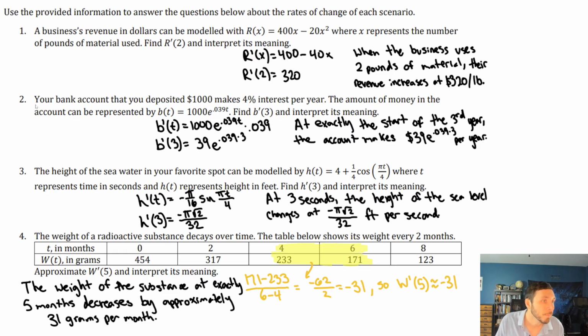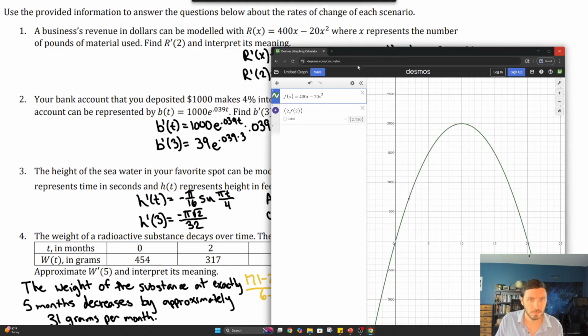All right, looking at 2. Your bank account that you deposited $1,000 in makes 4% interest per year. The amount of money in the account can be represented by some B of t, where you put in your 1,000, and then this is representative of 4% per year, just with a base of e. And then find b prime of 3 and interpret the meaning. So if you take the derivative, it's just via chain rule. Let's see what this value is.